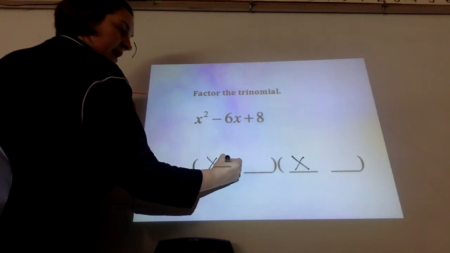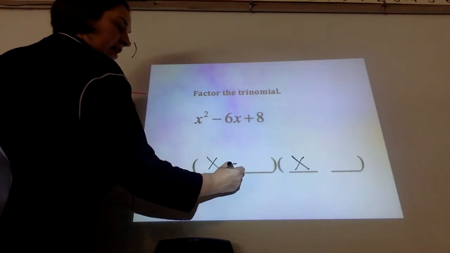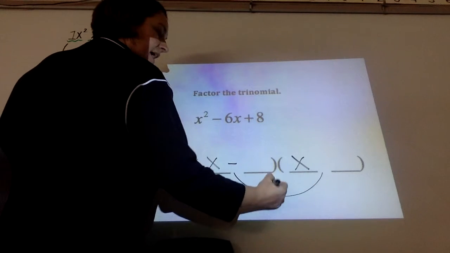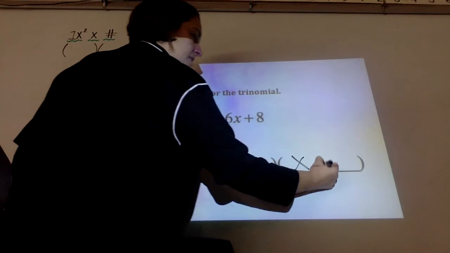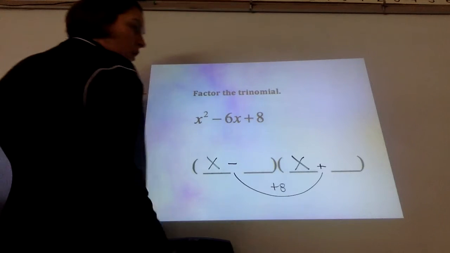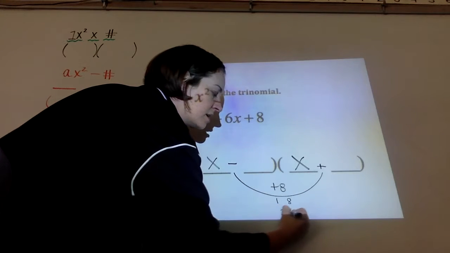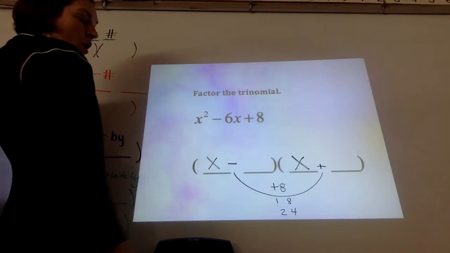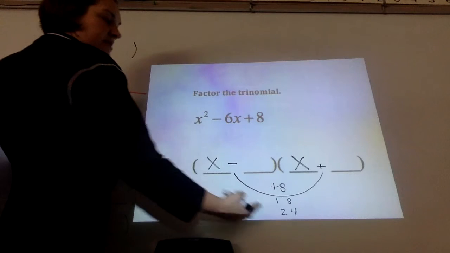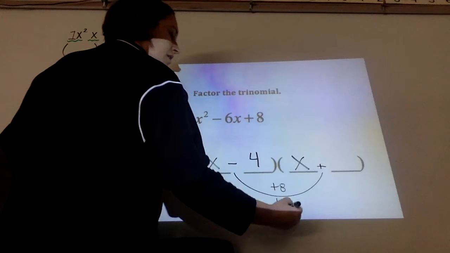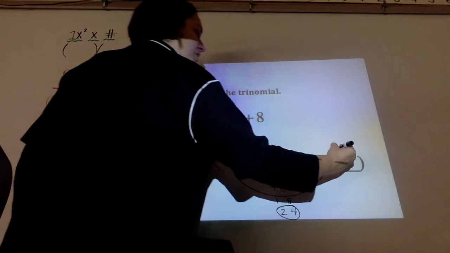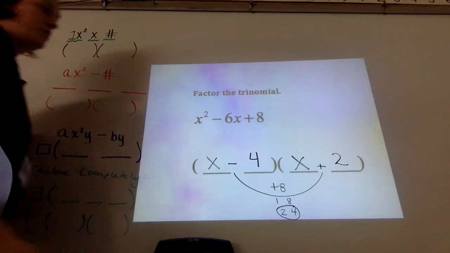Bring down the first sign. A negative times what sign gives me positive 8, and the answer is a positive. What are all the numbers that multiply to give me 8? 1 and 8, 2 and 4. Which one of those adds to 6? 2 and 4. Therefore, I put the 4 first and the 2 second.